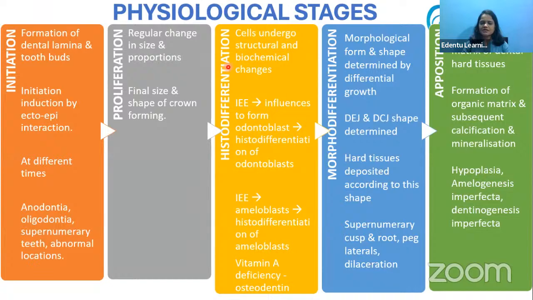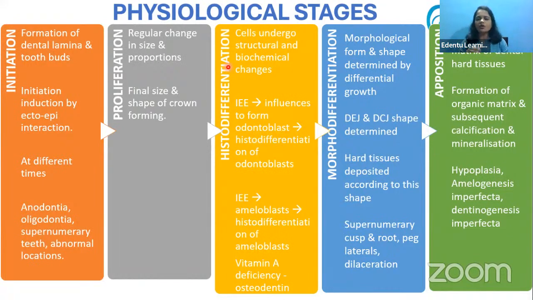So the physiological stages of tooth development are mainly five stages. One is the initiation. Next is proliferation, histodifferentiation, morphodifferentiation, and apposition. In initiation, around the 6th or 7th week, there will be formation of the dental lamina and the tooth buds.